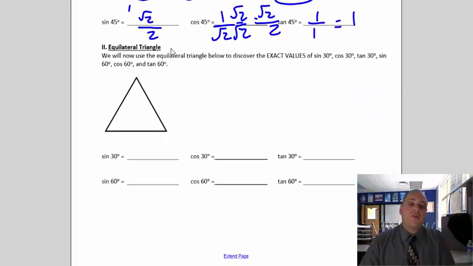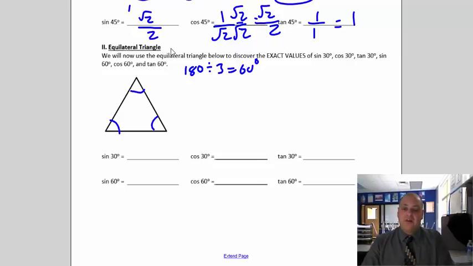Equilateral triangle. That's another special triangle, and we get more special angles. What are the special angles? Well, in an equilateral triangle, because the angles add up to 180, if they're equal, 180 divided by 3 is 60. Therefore, each angle in an equilateral triangle must be 60. So 60 is a special angle that we're going to be studying.